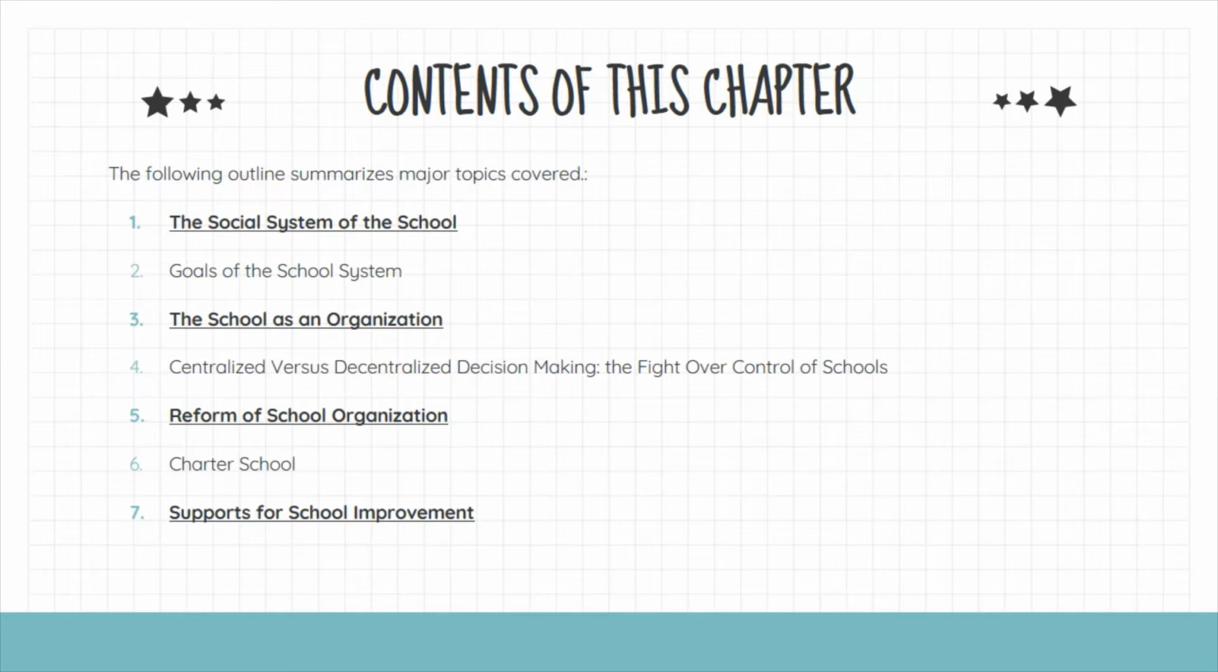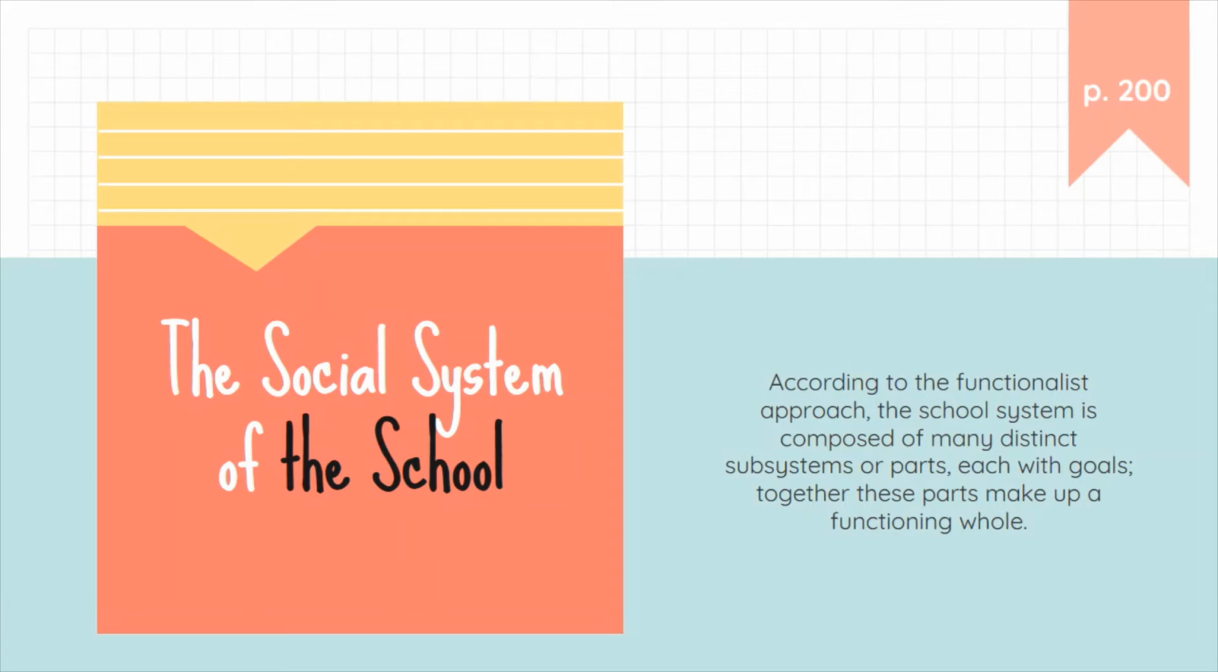Contents of this chapter. There are 7 major topics covered in this chapter. The social system of the school, goals of the school system, the school as an organization, centralized versus decentralized decision-making, the fight over control of school, reform of school organization, charter schools, and supports for school improvement.